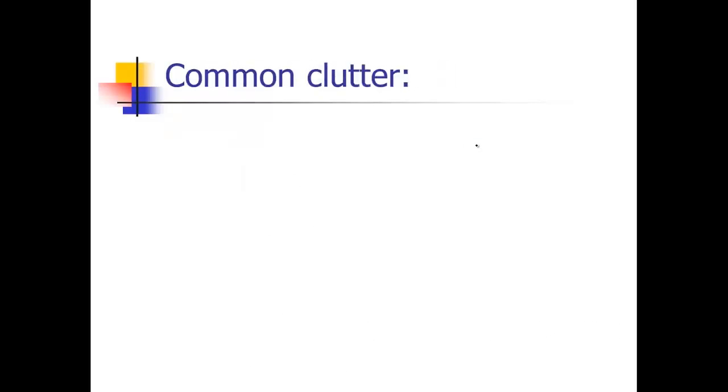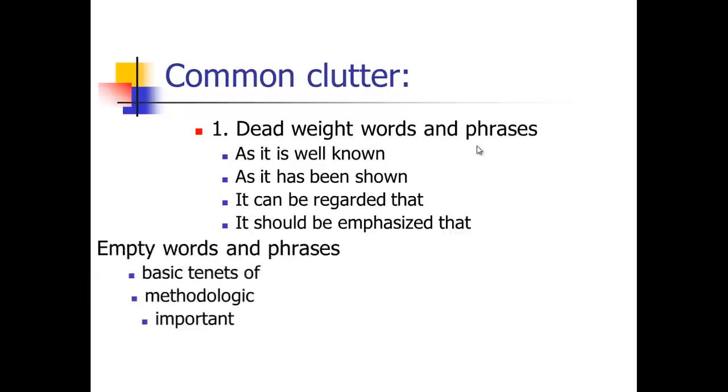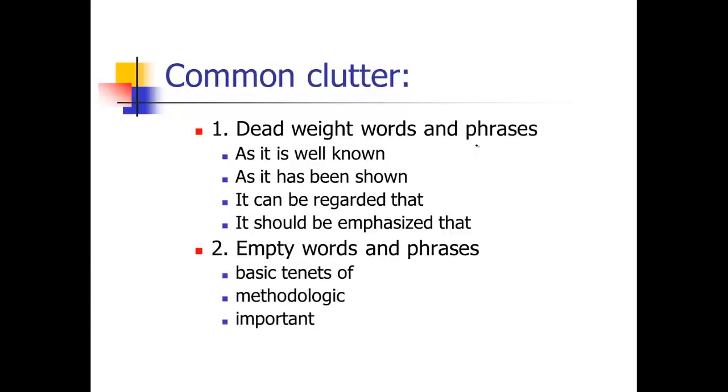So here are sources of common clutter that you should be on the lookout for. Deadweight words and phrases: as it is well known, as it has been shown, it can be regarded that, it should be emphasized that. Again, these are just the authors clearing their throats. You can provide citations to show that it's been well known or that it's been shown. You can almost always delete those deadweight words and phrases completely.